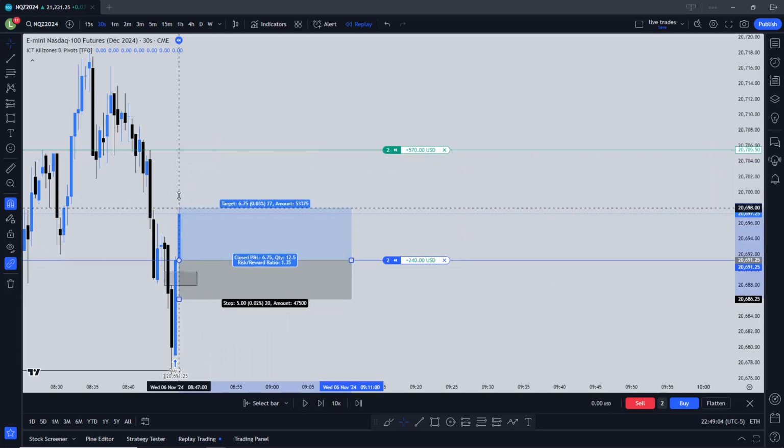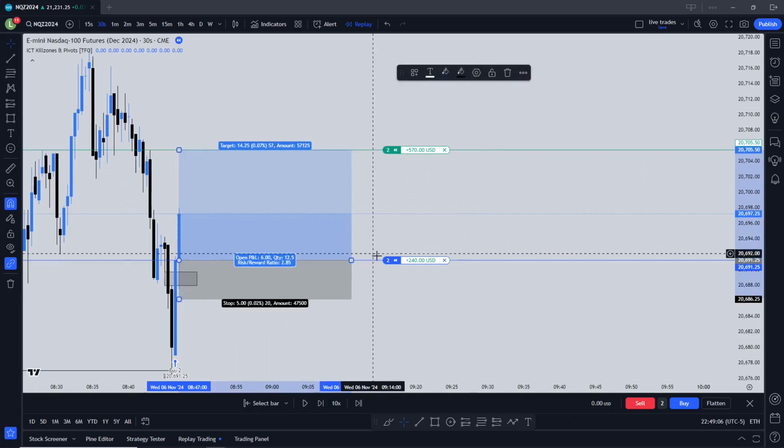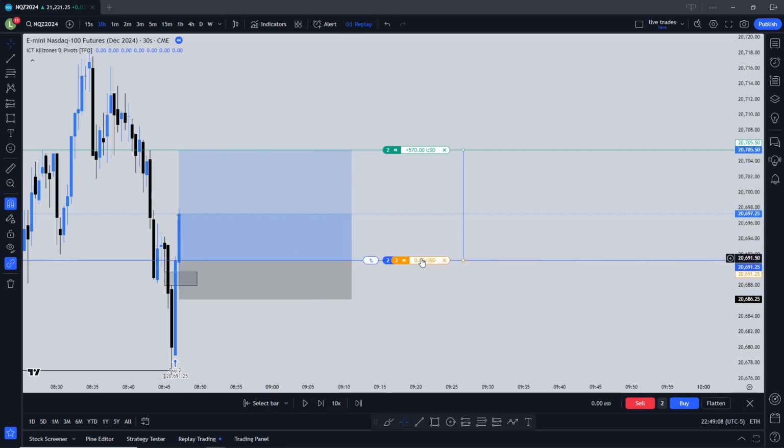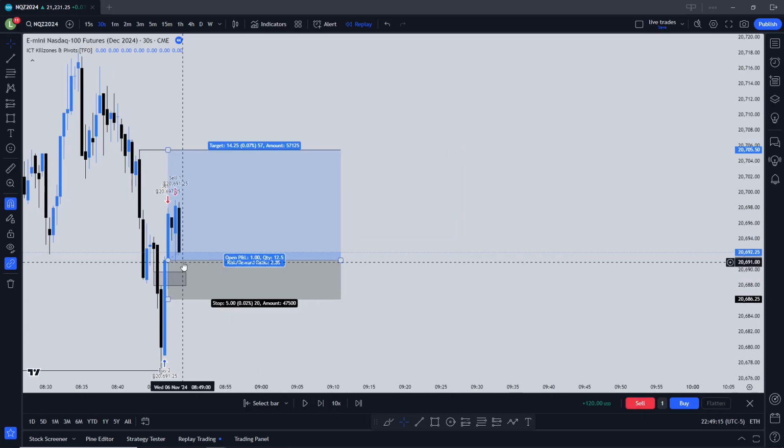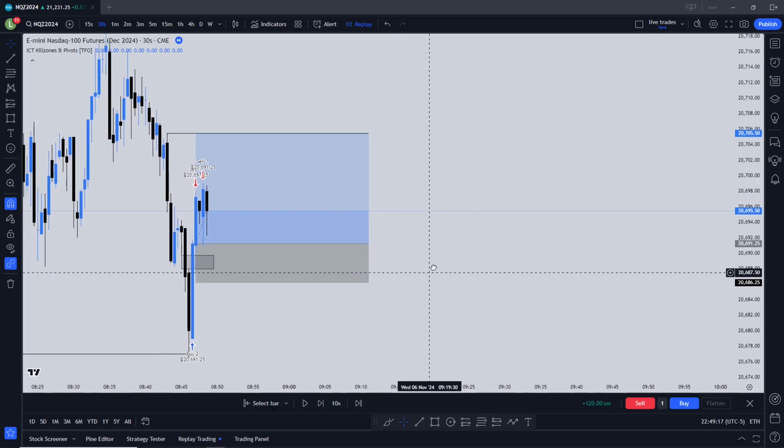And boom, right here, this is over a 1R. So what I'll do, stop loss to break even, and we will close one out. And let's see what happens. We get stopped at break even here with a partial.